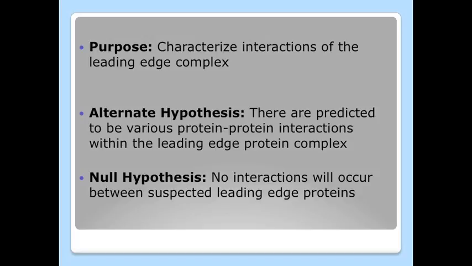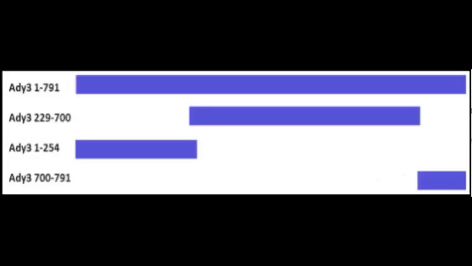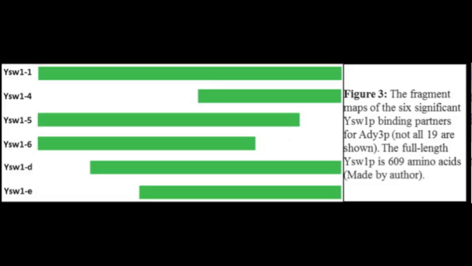So the purpose of my study was to characterize interactions of the leading edge protein complex to better understand the process of prospore membrane formation during yeast cell division. In order to identify interactions, each of the three proteins was broken up into different sized fragments: 6 fragments of SSP1, 4 of ADY3, and 19 of YSW1.